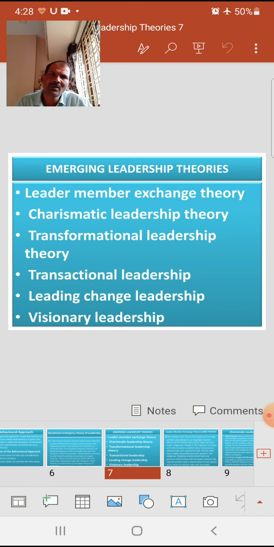Transactional leadership is one in which the leaders guide and motivate their followers in the direction of established goals and objectives. By clarifying the roles and task requirements, transactional leadership is more popularly referred to as managing. The main purpose of this leadership is to ensure that the followers carry on their work smoothly and to provide guidance as and when they require. Right. And another is leading change leadership.